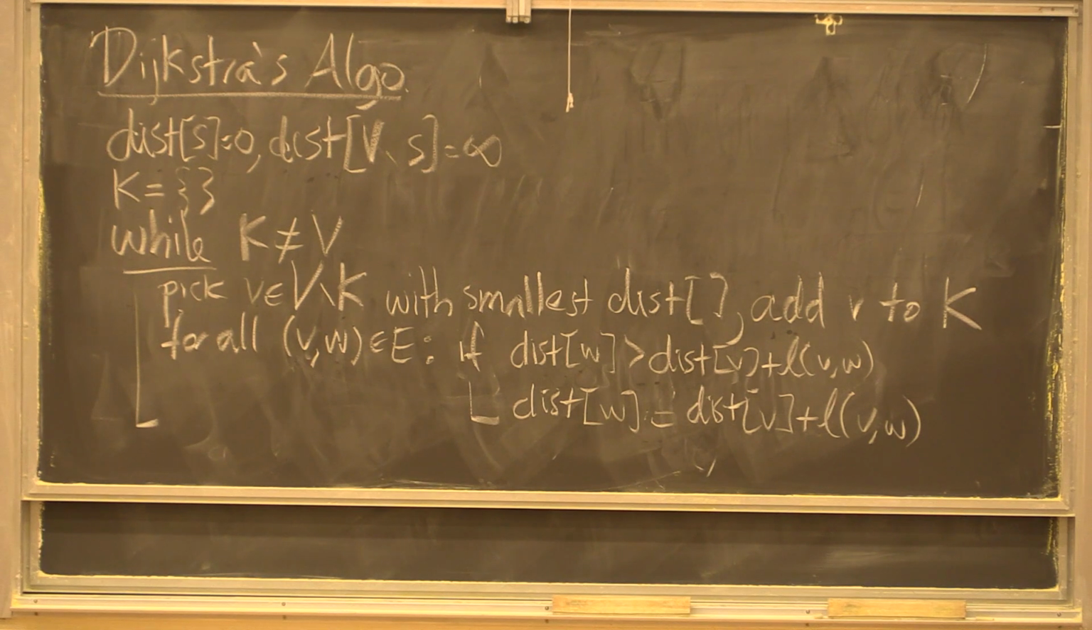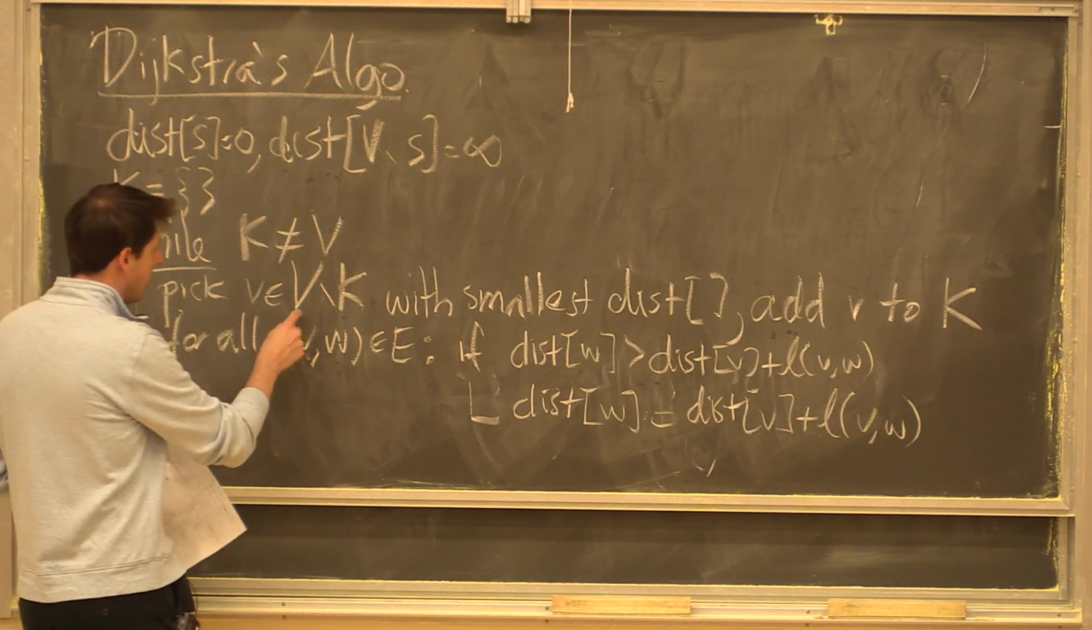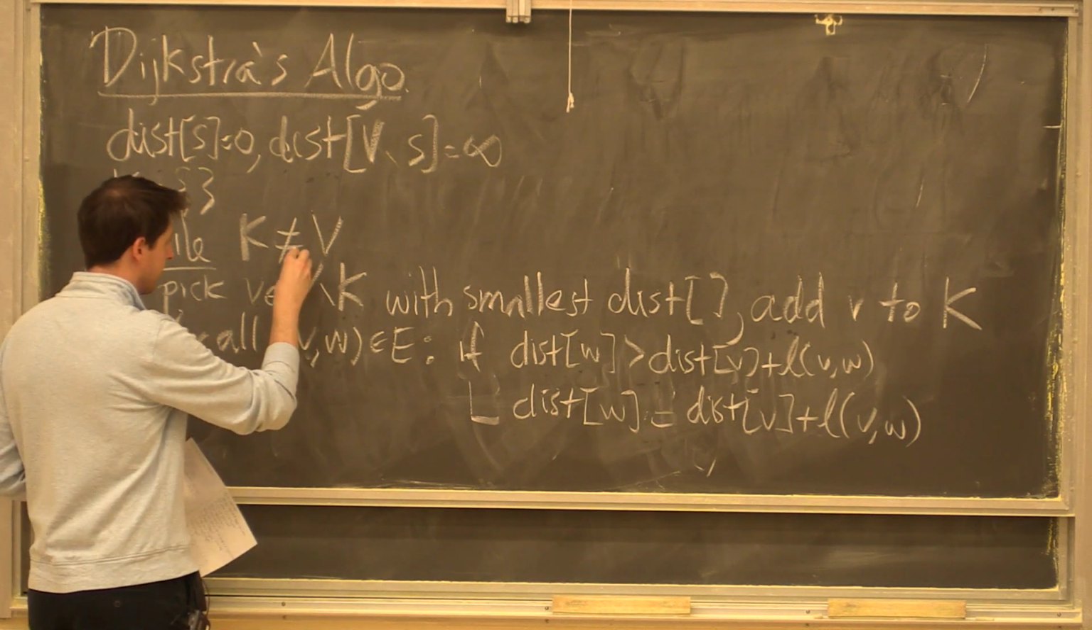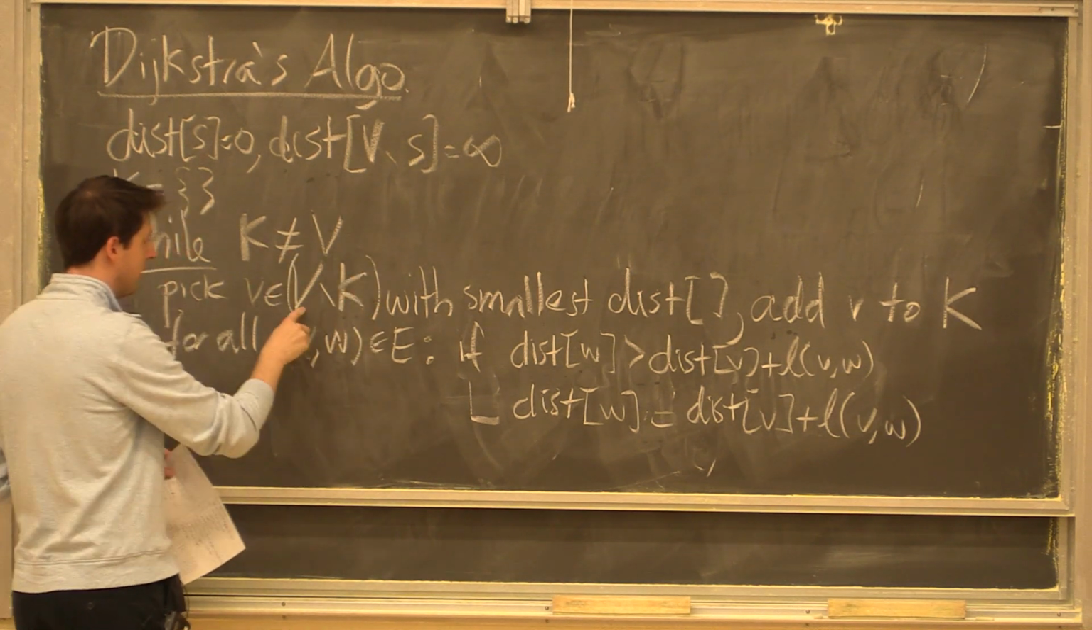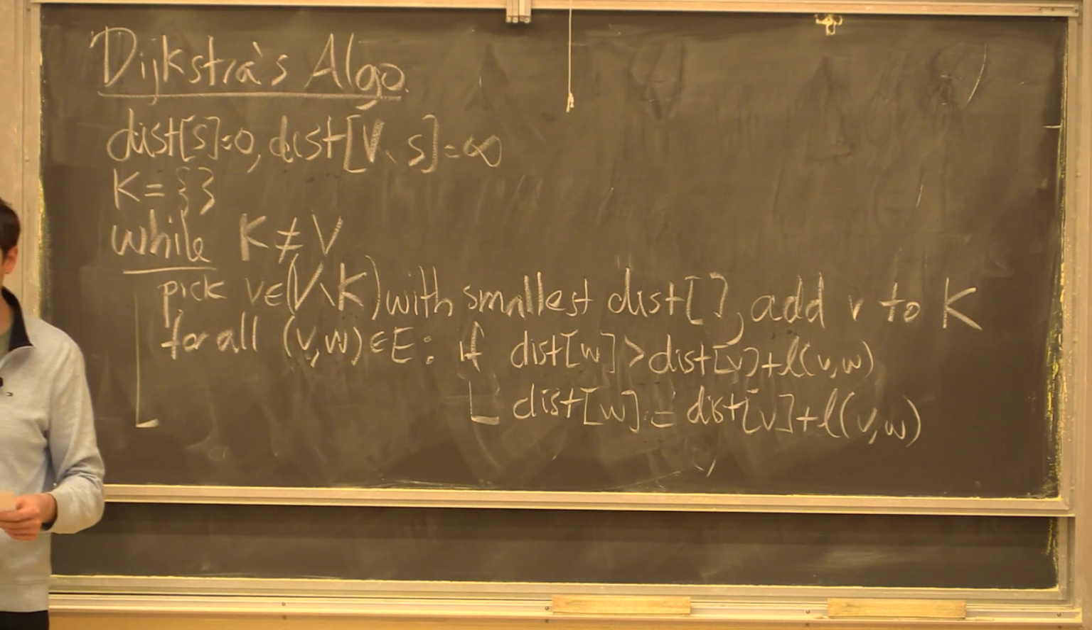Can you speak louder, please? What is the notation you're using under the while loop? Oh, I'm sorry. This is all vertices minus the known region. This is set difference. So all the vertices minus the known region. So just pick something in the complement of K.